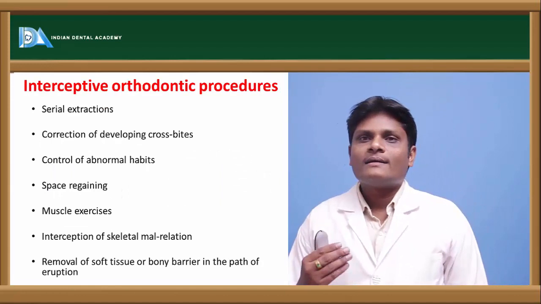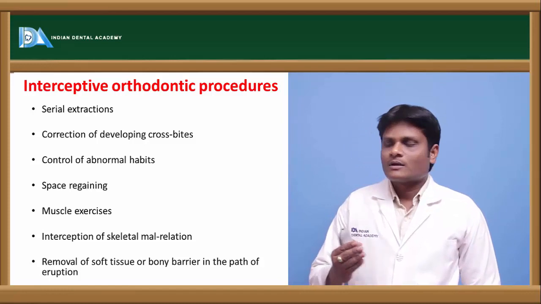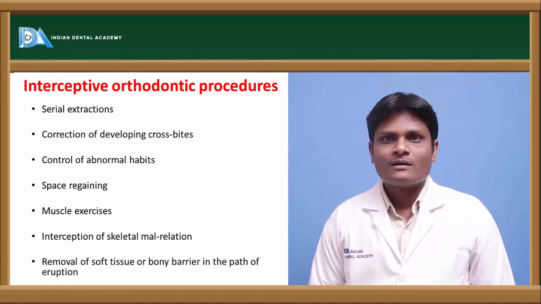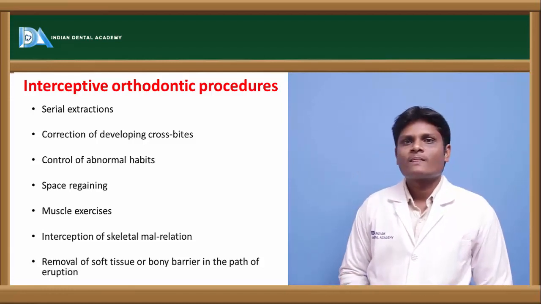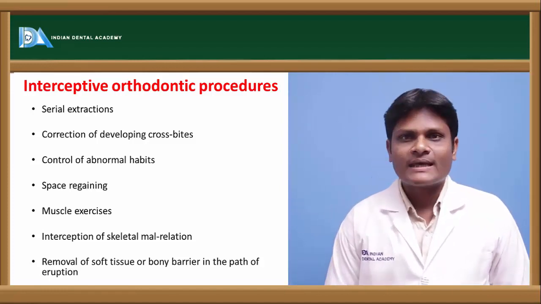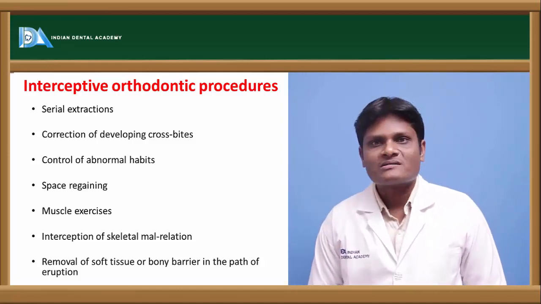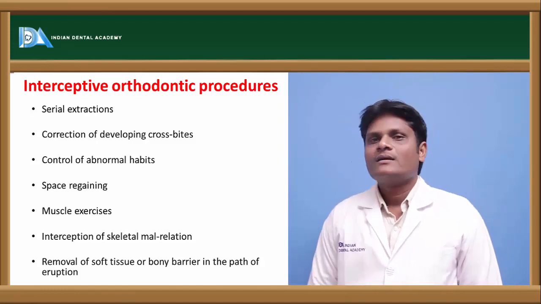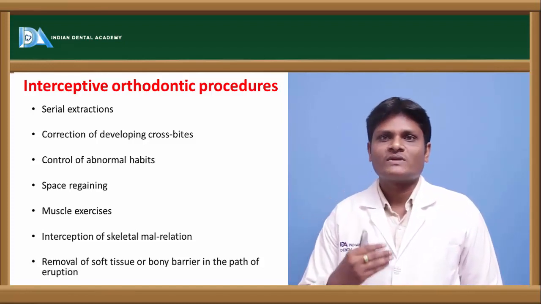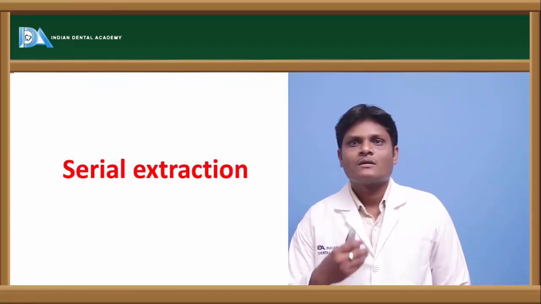Now, there are a number of procedures that are carried out as a part of interceptive orthodontics. Those procedures include serial extractions, correction of developing crossbites, control of abnormal habits or intercepting the abnormal habits, space regaining, muscle exercises, interception of skeletal malrelation in the developing dentofacial complex, and removal of soft tissue or bony barriers that can be present in the path of eruption of the teeth. Now, let us look into these interceptive orthodontic procedures one by one.